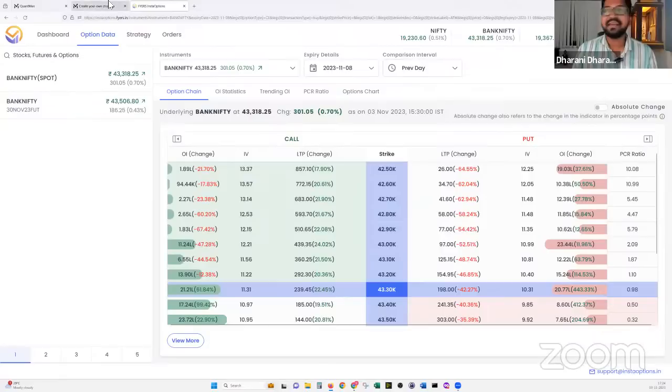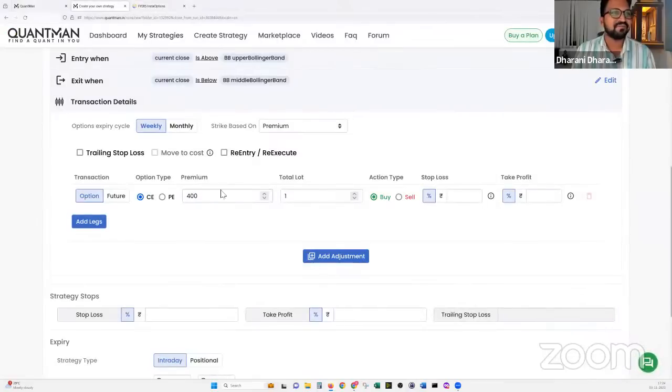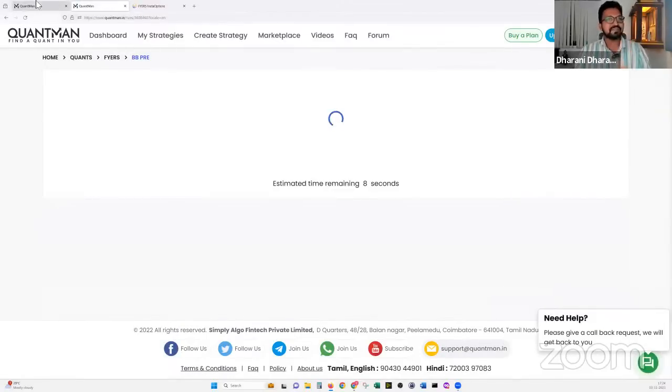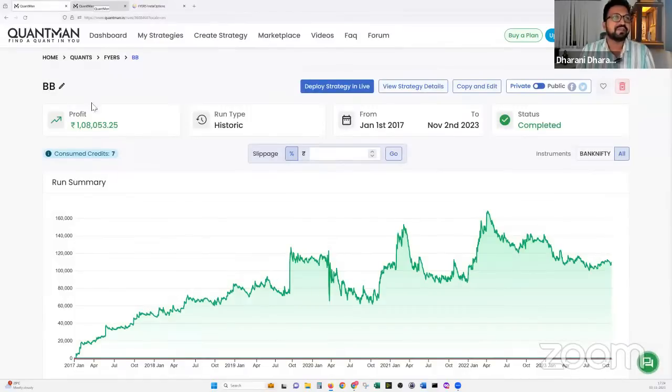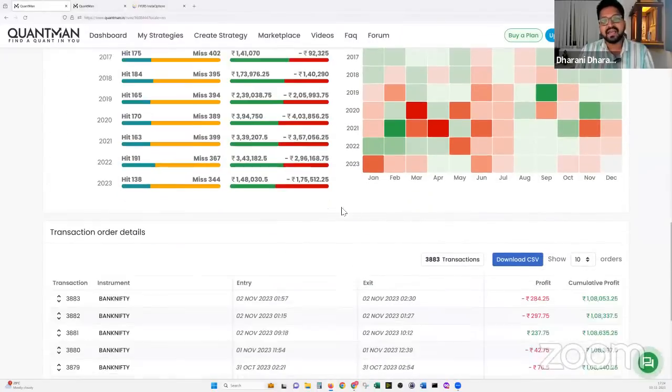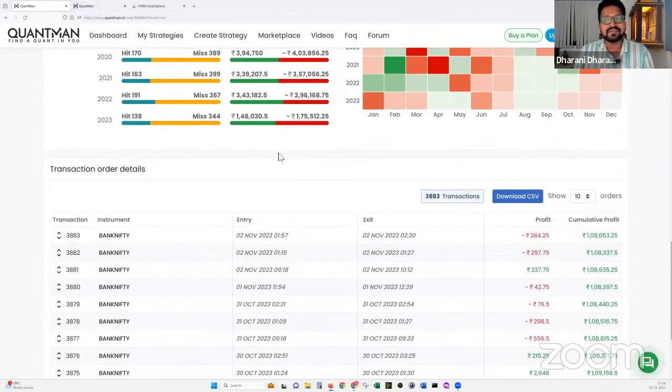Superb. I'm pretty sure you guys will make it, because I see the replies getting much faster now. So weekly 400 rupees of premium, and then I just run the backtesting. Now let me see how it is going to be. So here it's going to be 1 lakh profit for the past 7 years and 3,800 transactions.